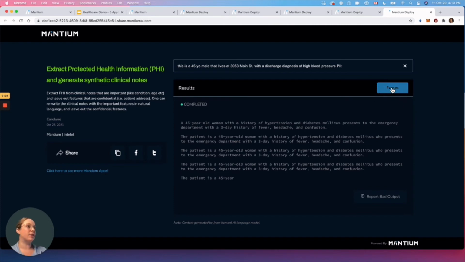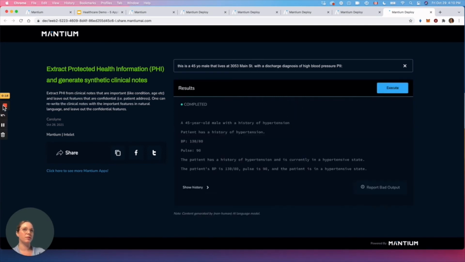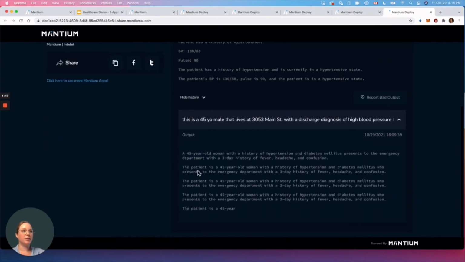We can also execute it again and see what other creative approach it takes. So here we have a 45-year-old male with a history of hypertension, and again, it excludes the patient's address, but includes the conditions that we want. So you might have noticed in the previous example that our input was discussing a male, and the output actually generated synthetic clinical notes about a woman.